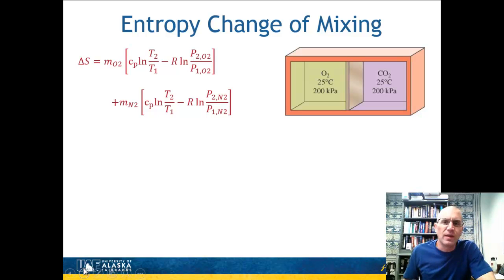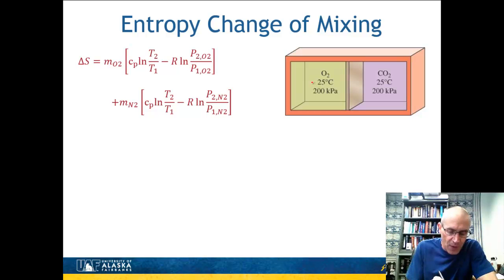Right, so let's talk about the entropy change of mixing, and this is a figure from the textbook. What we're looking at here is a partition in this box. We have pure oxygen on one side at 25 C and 200 kPa, and CO2 on the other side, also at 25 degrees C and 200 kPa. The question is, what happens to the entropy if I remove this partition?